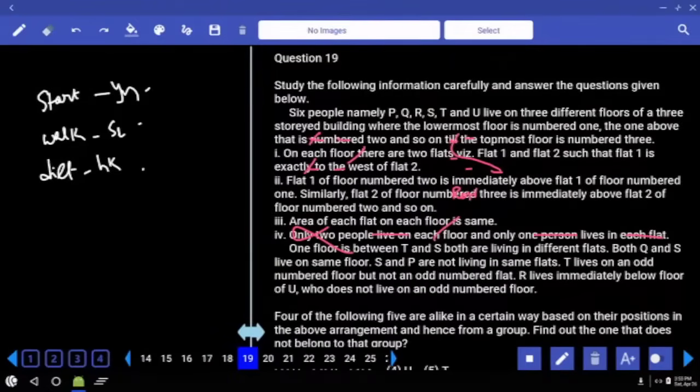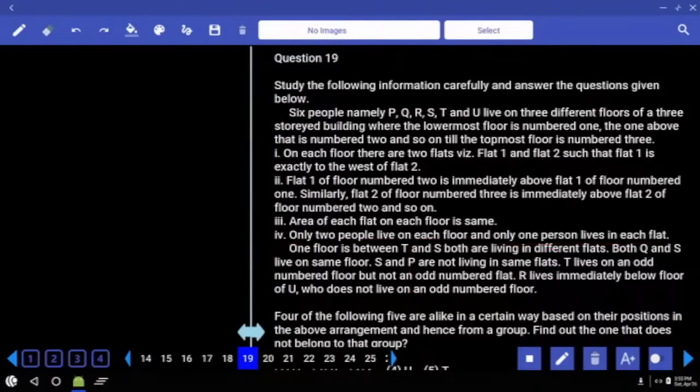Then next one, 19 to 22. Now 19 to 22, there are some 6 people who live on 3 different floors of a building. Multiple floors and multiple flats. First or the second priority? Definitely first priority. Now if you observe here till this place, now this center information is what? Just the descriptive part. Clear? It is just a descriptive part. But the statements are only just 3 lines. Now we need to start from here, 19th one.